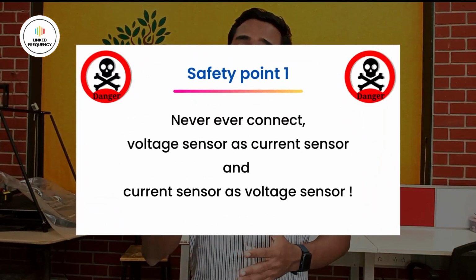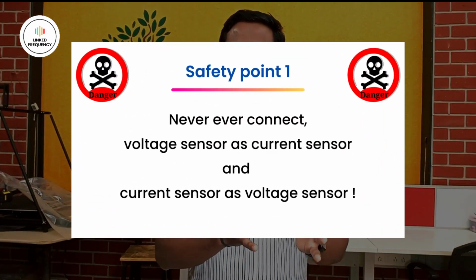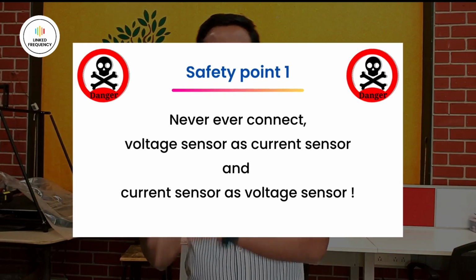There are various methods and protocols to ensure the safety of measuring equipment. Let me share a few of them with you. First one is never ever connect a voltage sensor as a current sensor and a current sensor as a voltage sensor, because of their circuit connectivity, they can create a short circuit in the entire circuit and it will damage like anything.